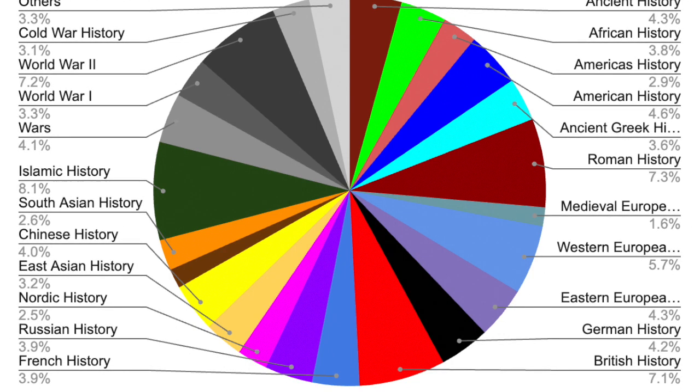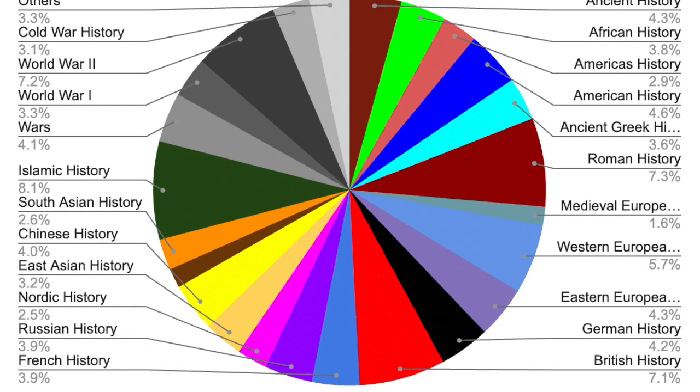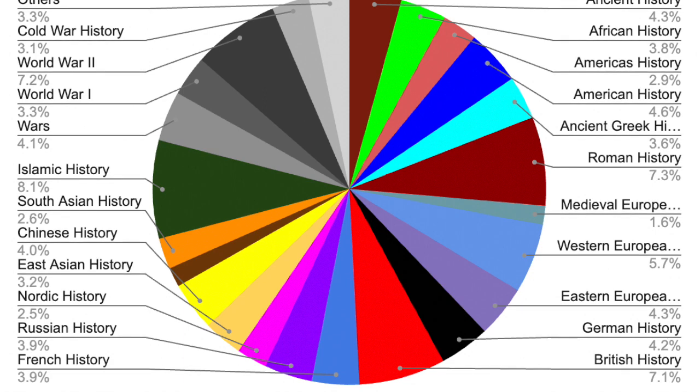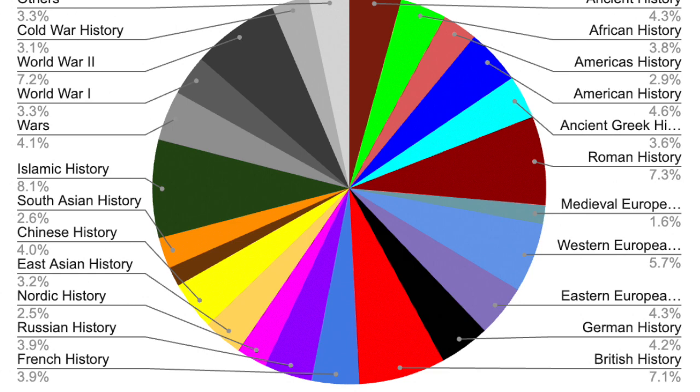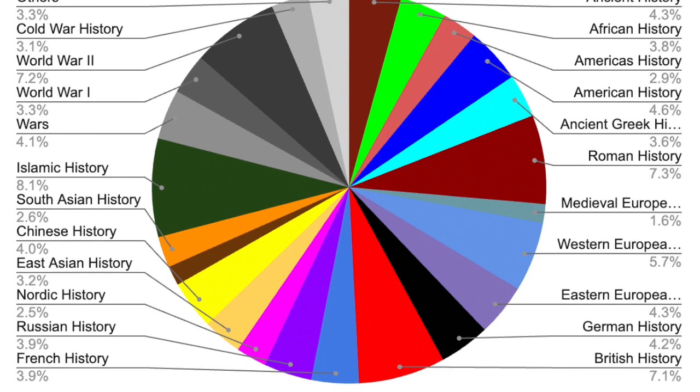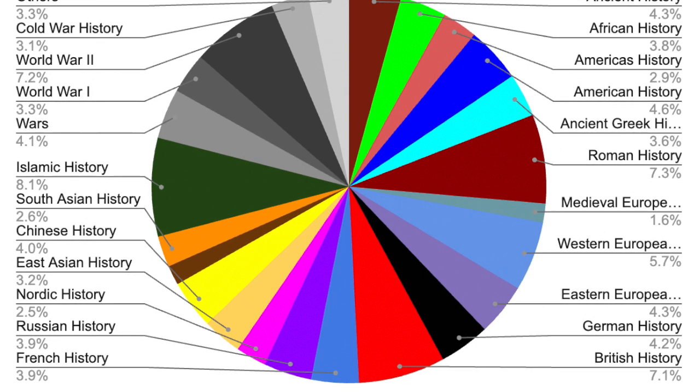Then we got medieval European history, and you might be surprised to see it's only 1.6%, but keep in mind a lot of the medieval history overlaps with the history of individual countries, and that's why that percentage is so low. Then you get to Western European history, and by that I mean Western European history from around the late 1400s until the present. That is 5.7%. Then we got Eastern European history, which is the same time period, at 4.3%.